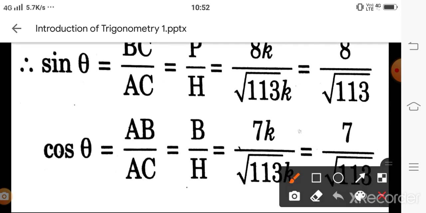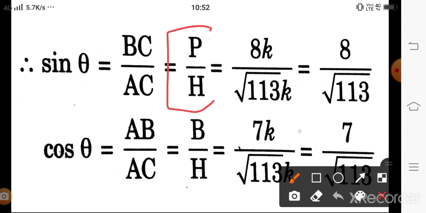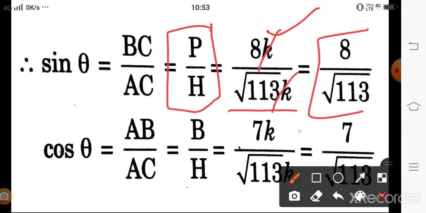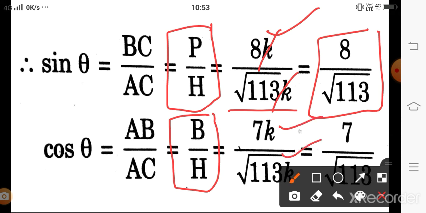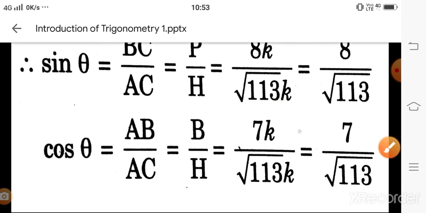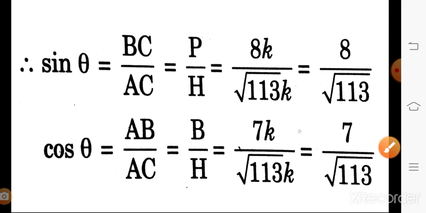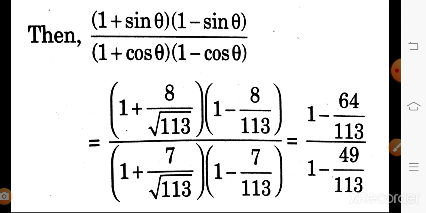Sine theta is perpendicular upon hypotenuse for the given right triangle. The perpendicular is 8k and the hypotenuse is root 113k. K cancels out and we get sine theta as 8 upon root 113. Similarly, cos theta is base upon hypotenuse, the base is 7k and the hypotenuse is under root 113k. K cancels out and we get 7 upon under root 113. Now we have the values of sine theta and cos theta, and we put these values in the expression.